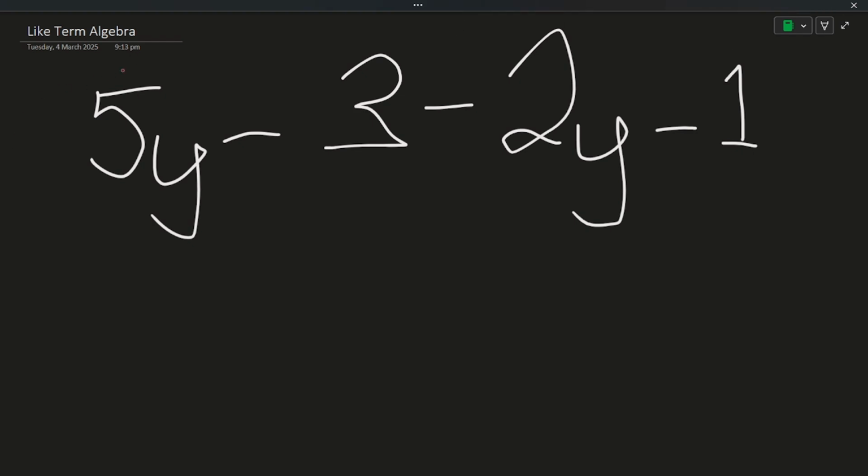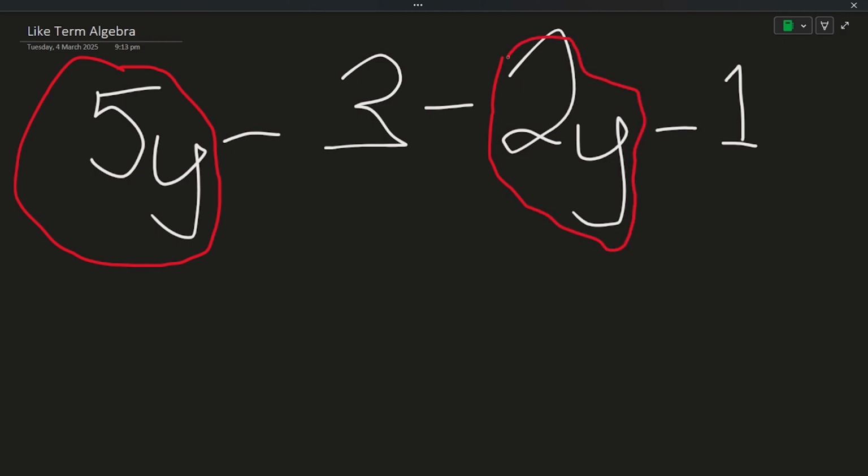So this is one of your like terms because it has a y. This is one of your like terms because it has a y. And these are also your like terms because these are constants. Constants are always like terms.